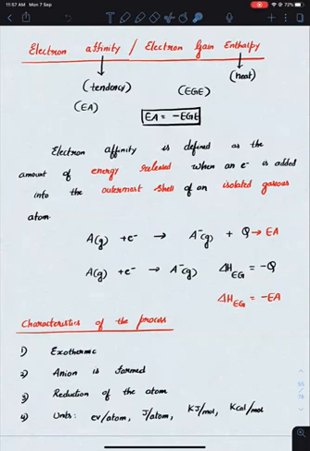Successive electron gain enthalpies will always be endothermic, because after gaining an electron, the atom will be converting into an anion. For the anion, if you want to add one more electron, there will be repulsive forces between the negative charges. As a result, you need to put some energy in order to place the electron in the outermost shell. So only the first electron gain enthalpy will be exothermic. Successive electron gain enthalpies will be endothermic.